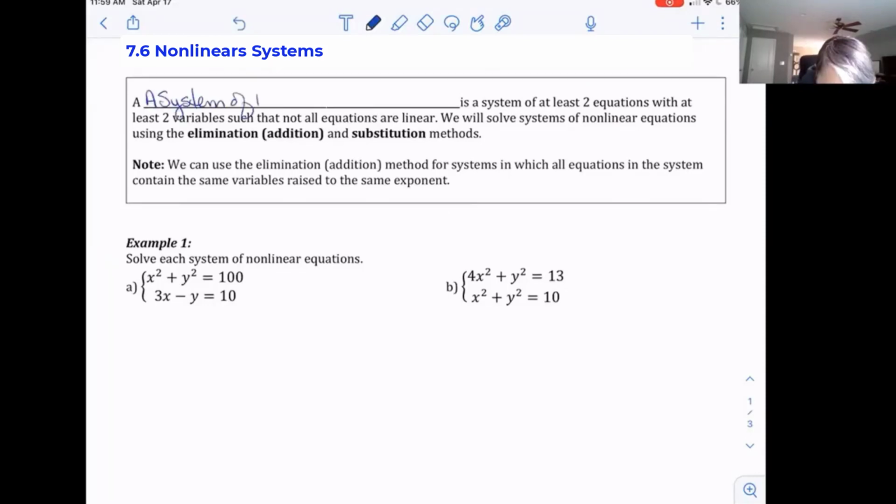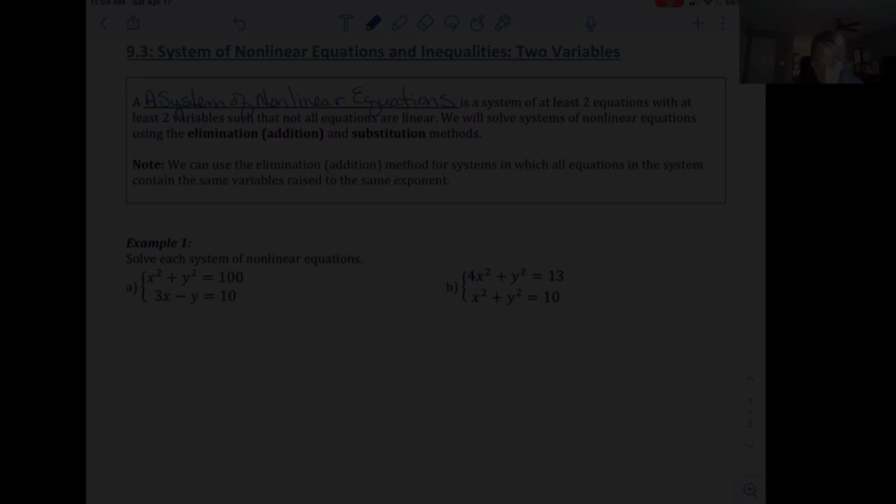A system of nonlinear equations is a system where you have at least two equations with at least two variables, but at least one of those equations is not linear. So even though it says a system of nonlinear, one of them can be linear, but they can't both be linear. And we're going to use the methods that we've used before, elimination, also called the addition method, and substitution methods. So let's take a look at example 1.